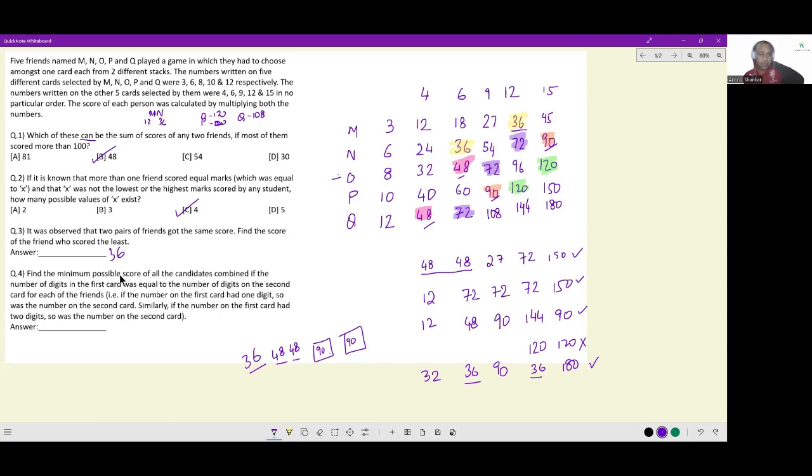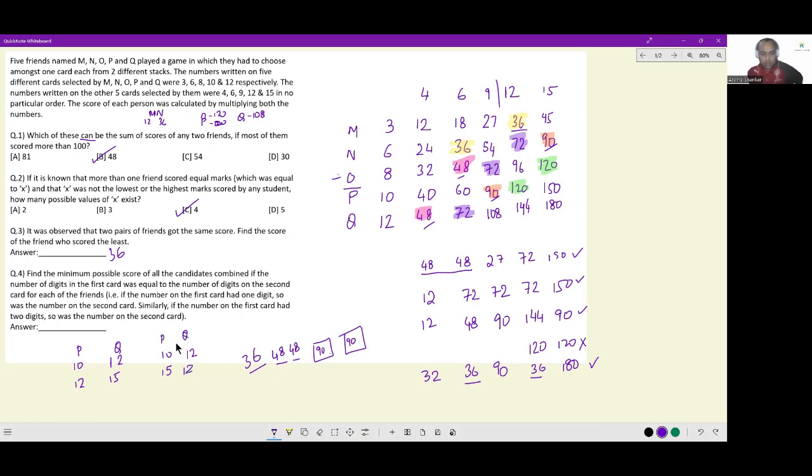Next, find the minimum possible score of all the candidates combined if the number of digits in the first card was equal to the number of digits on the second card for each of the friends. Okay, which means, see, P and Q have 10 and 12, and they can only be paired up with 12 and 15. So either it is 12 here, 15 here, or we can have 10 and 12 pairing up with 15 and 12.